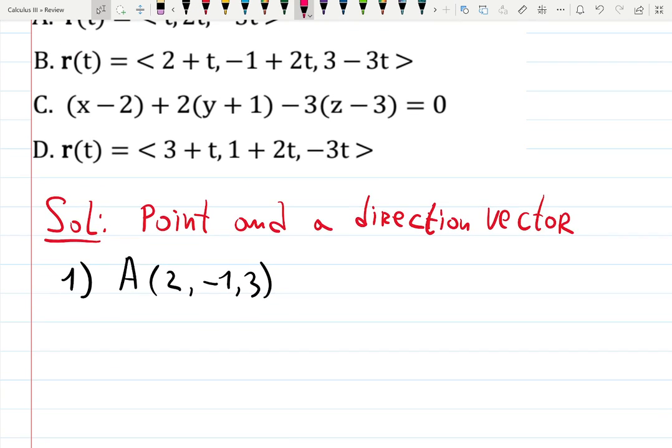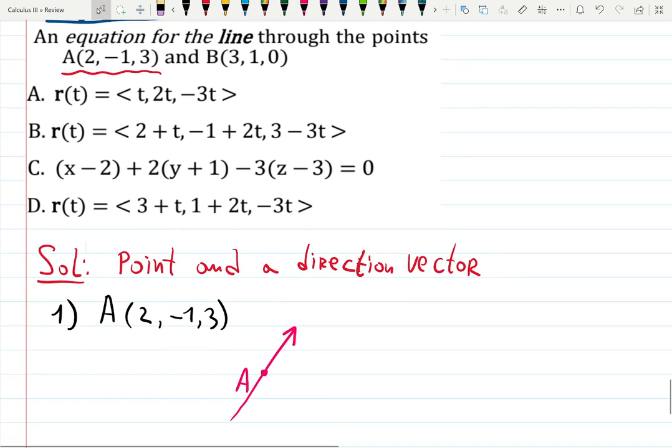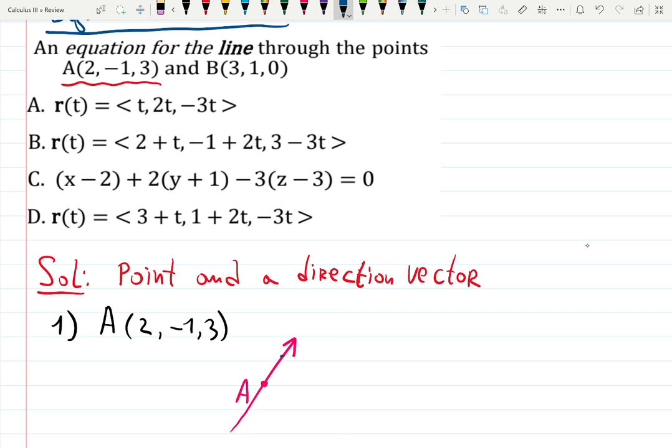Thus, in the universe, I'm fixing A, which has coordinates, and now I know that there's also a point B. This line goes through 2 points, A and B. So here's my B. To find a direction vector, let's find the difference between A and B. What is the difference between A and B? Basically, each component of B minus each component of A.